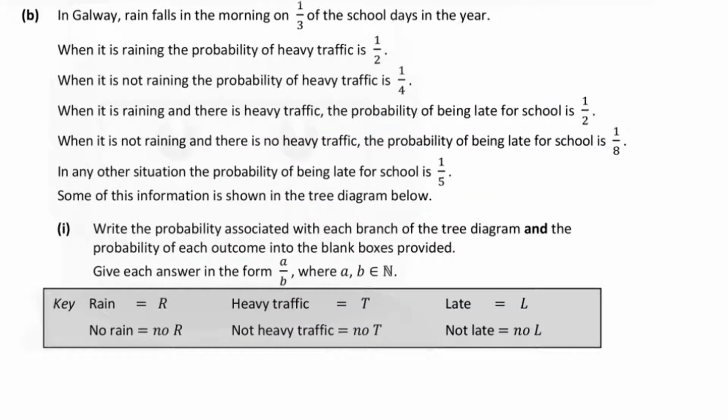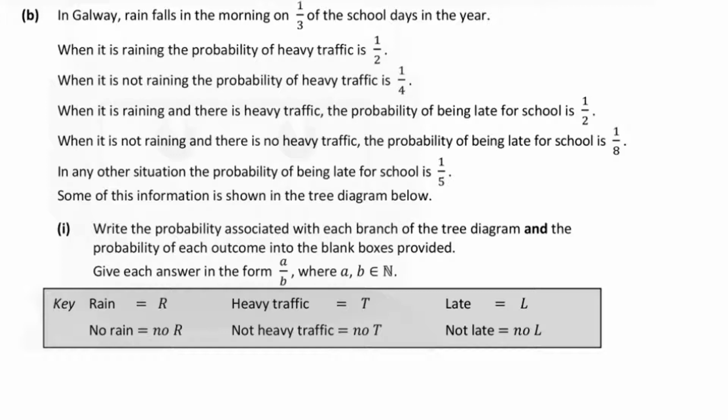So in Galway, rain falls in the morning on 1/3 of the school days of the year. When it is raining, the probability of heavy traffic is a half. When it is not raining, the probability of heavy traffic is a quarter. When it is raining and there is heavy traffic, the probability of being late for school is a half. When it is not raining and there is no heavy traffic, the probability of being late for school is an eighth. In any other situation, the probability of being late for school is a fifth. Some of this information is shown in the tree diagram below.